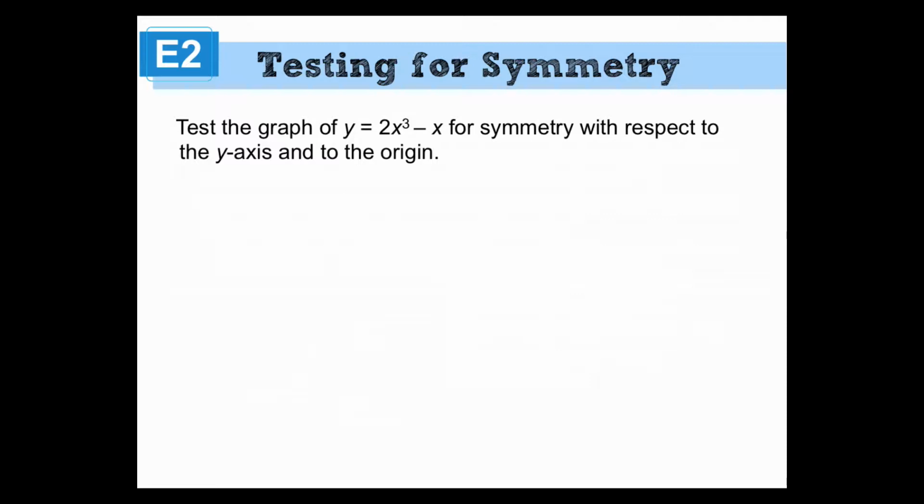If you just look at the function before we do any work with it, what can you tell me? Why? Because they're all odd. Beautiful. All the exponents are odd. We've got 3 and 1, therefore it should be symmetric to the origin. What about y-axis? No. Is it possible to be symmetric about the origin and the y-axis?